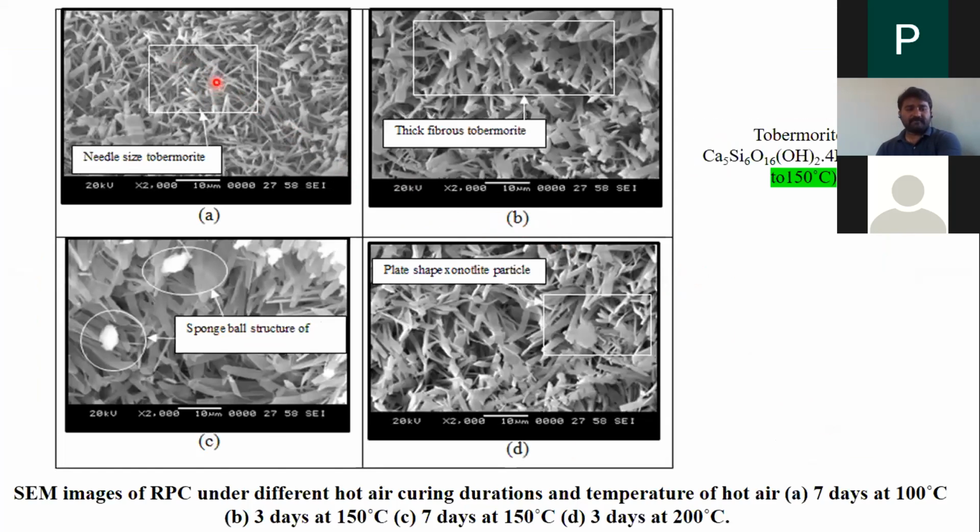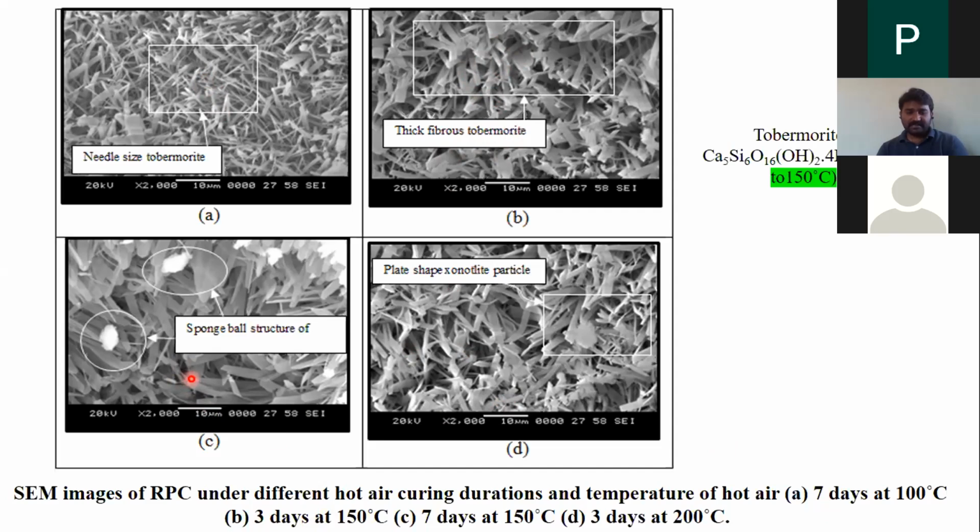For that, we have done some microstructure studies also. These are tobermorites, xonotlites, and secondary particles of tobermorite. These are the families of CSH. As you can see, at 2000x, we can find needle-sized tobermorites. These are starting to convert to CSH, right? At 150 degrees Celsius, as you can see, 3 days at 150 degrees and 7 days at 100 degrees Celsius show needle-like structures. Then for 3 days at 150 degrees Celsius, thick fibrous tobermorite is observed.